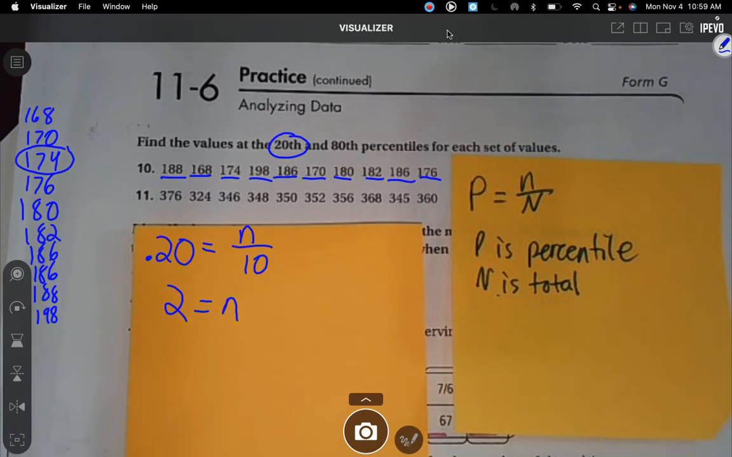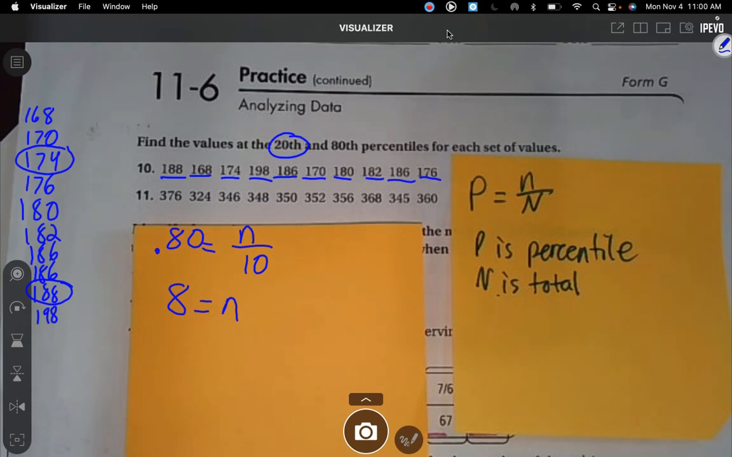Let's find the 80th percentile. We're on the same problem since we've already done all the work. For the 80th percentile, all I'm going to do is change this to 0.8, multiply by 10, and it's 8, right? So I'm going to count to 8. 1, 2, 3, 4, 5, 6, 7, 8. So 188 would be the 80th percentile.